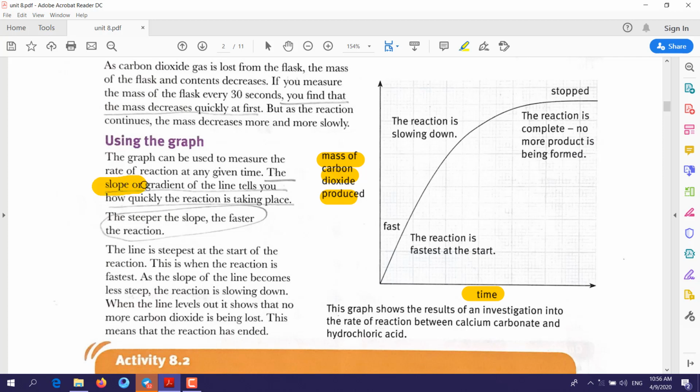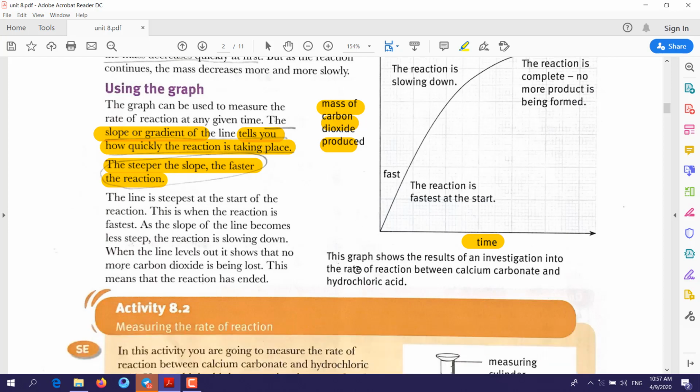The slope or gradient, what do we mean by slope or gradient? It's this line. The slope of this line tells you how quickly the reaction is taking place. The steeper the slope, the faster the reaction. Here, as you can see, if you follow this line, it's steeper. The steeper the line or the slope is, the faster the reaction is.